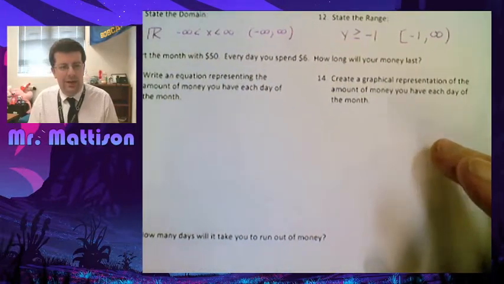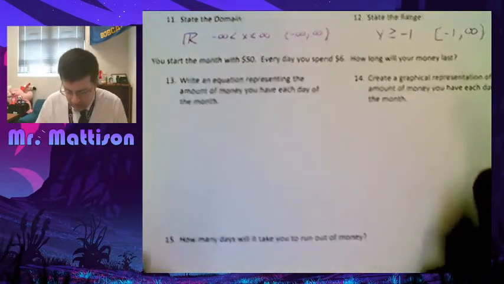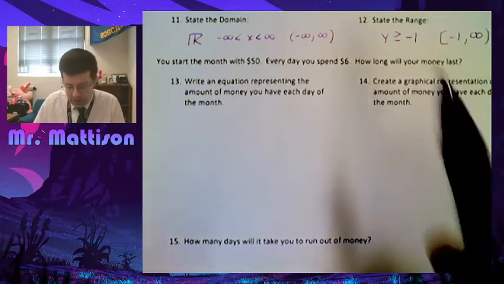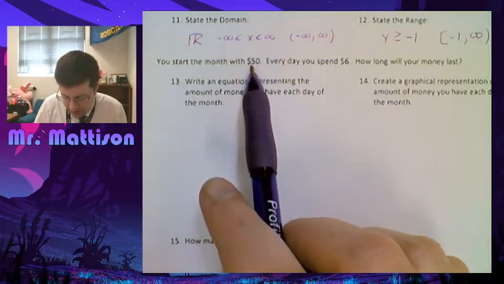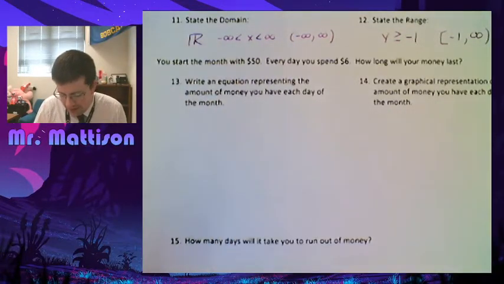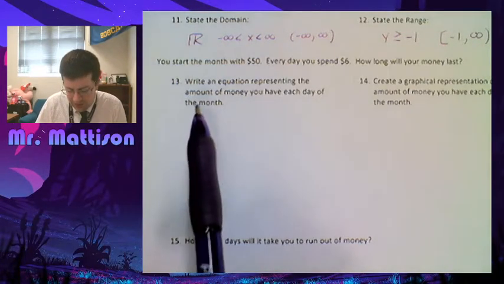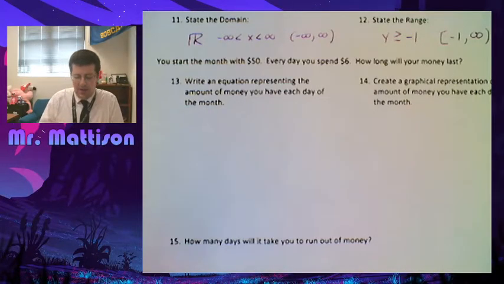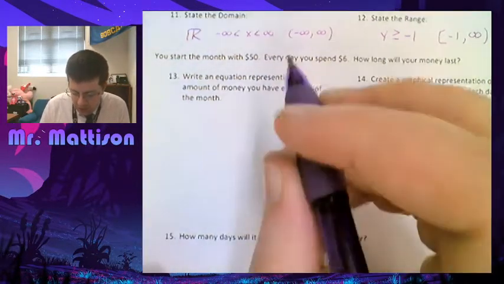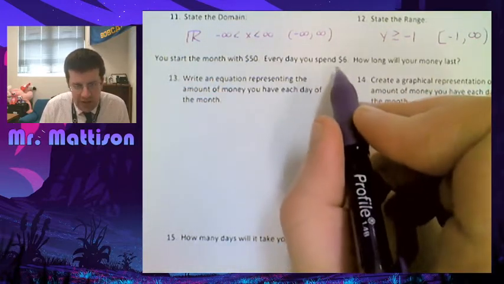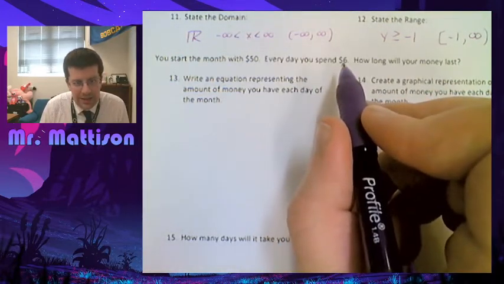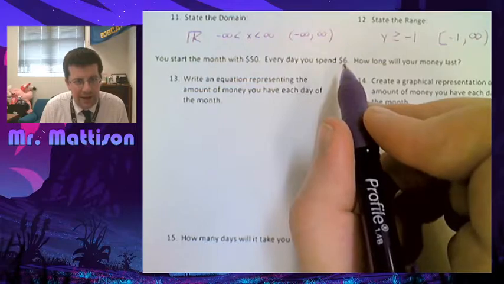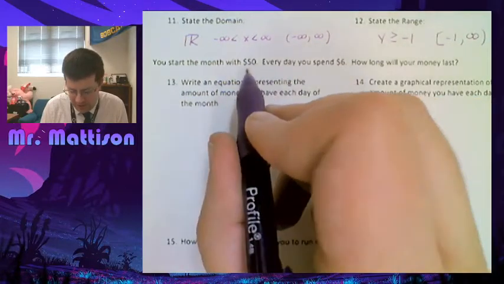Okay, so you look at 13. So 13, we have a little bit of a situation here. We're going to start off with $50 a month, and every day we spend $6. How long is your money going to last? So to start off, we're going to write an equation that represents the amount of money we have each day of the month. So our rate of change here is we're losing $6 every day, and our initial or starting point is $50.